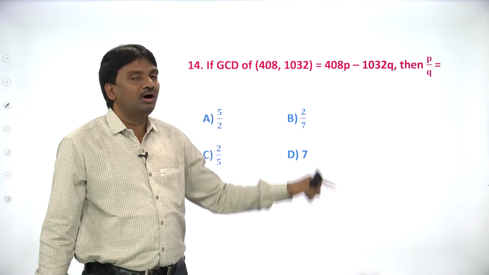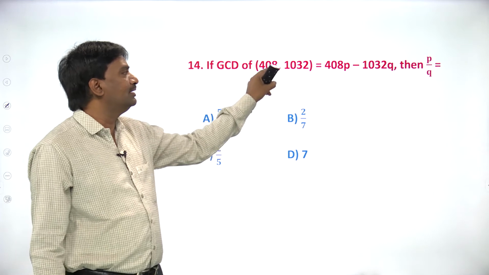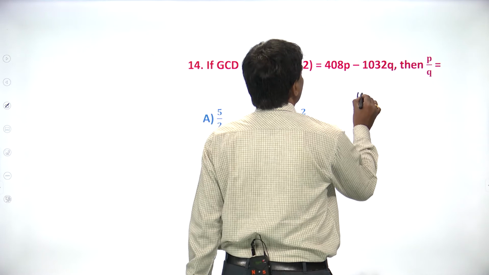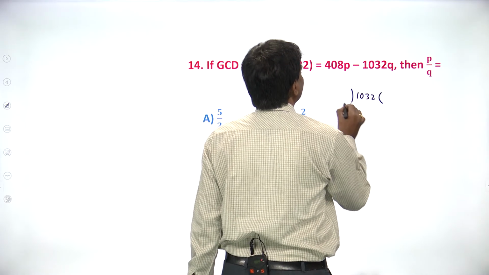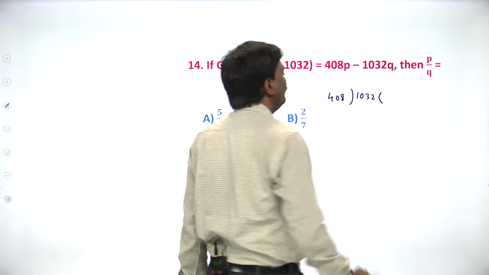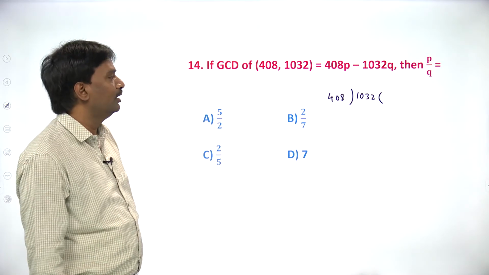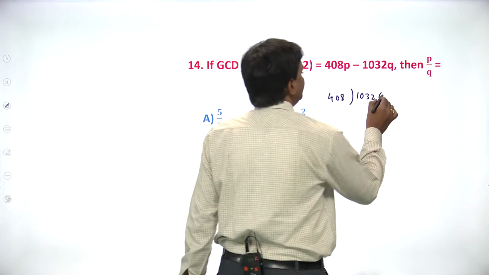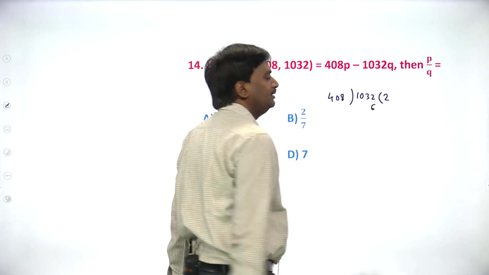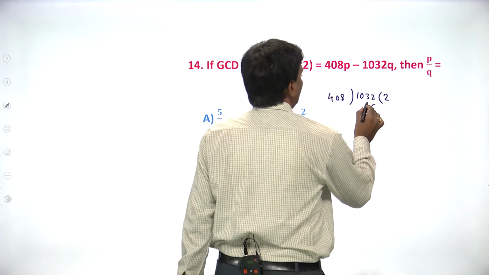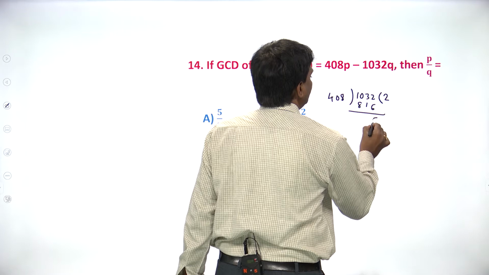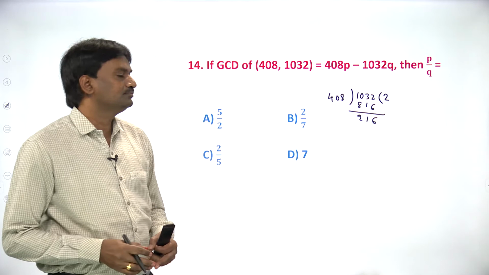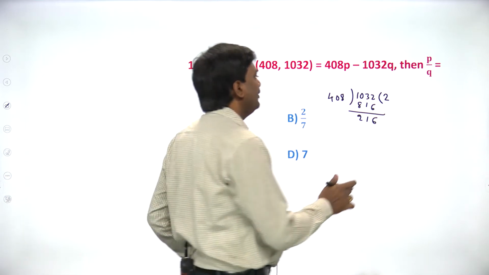To find the GCD of these two numbers, we have to divide the greatest number 1032 by the smallest number 408. By dividing by 408, 408 times 2 is 816. So 12 minus 6 is 6, 2 minus 1 is 1, 10 minus 8 is 2. So 216.